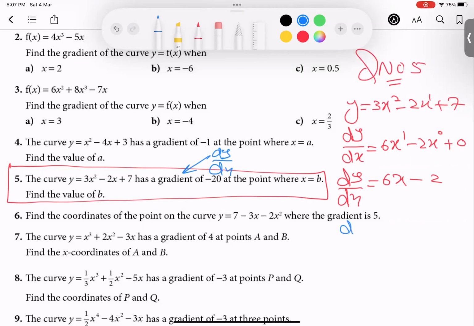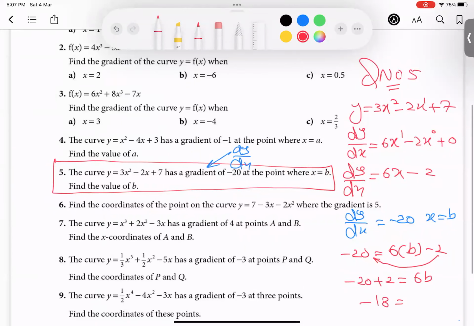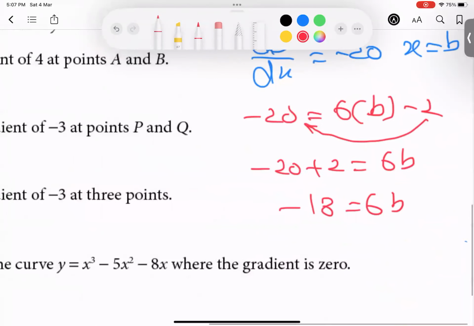So I'm going to replace dy over dx by -20, and the x value I can replace by b. How b? Because it was mentioned. So I'm going to replace it, and -20 I plug in here, my students, and it is equal to 6 times b and -2. When 2 goes to this end, it becomes -20 plus 2 equal to 6b. And then ultimately I got -18 equal to 6b, and then divide by 6.